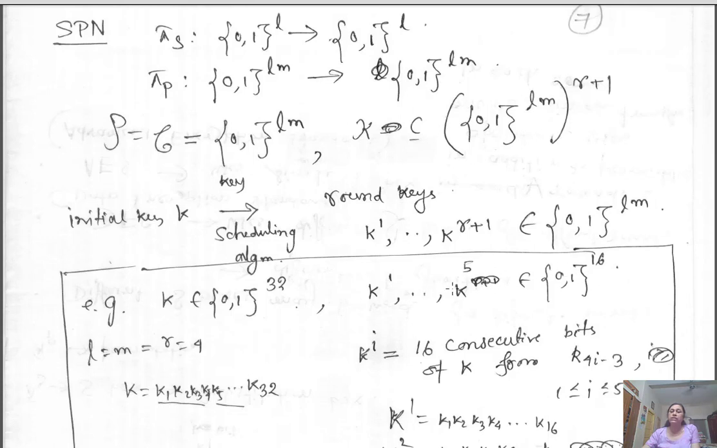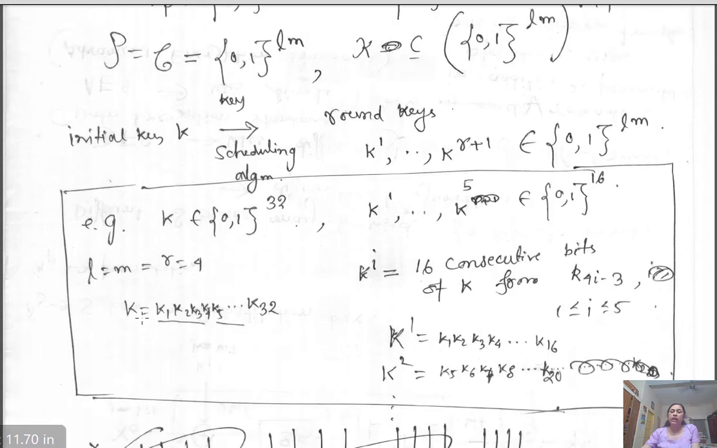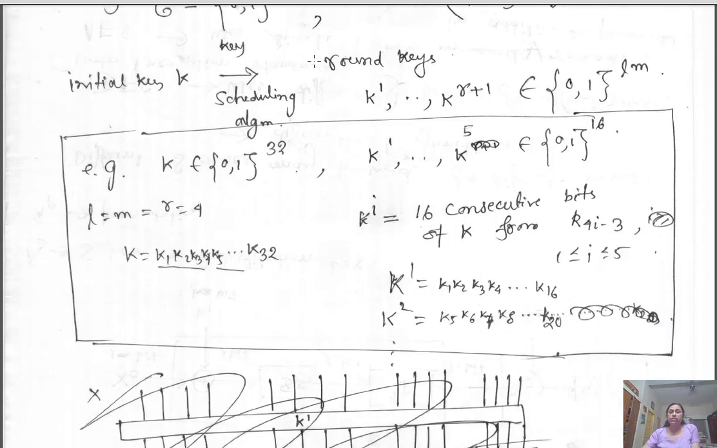And how do we generate this? This is simply shifting. Starting from K1 up to 16 consecutive bits, that is your first round key K1. The second round key starts from K5, taking 16 consecutive bits in this string K. That is your K2, like that. And the last one, K5, is from the 17th position, K17 to K32. Those 16 bits you take. So this is your key scheduling algorithm for SPN.